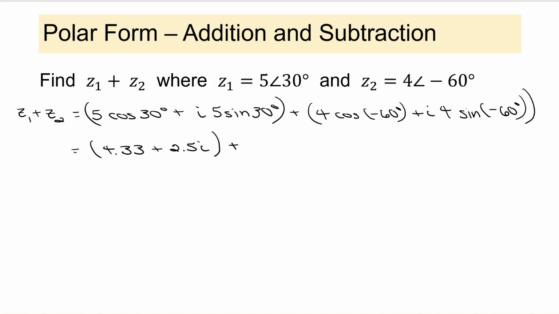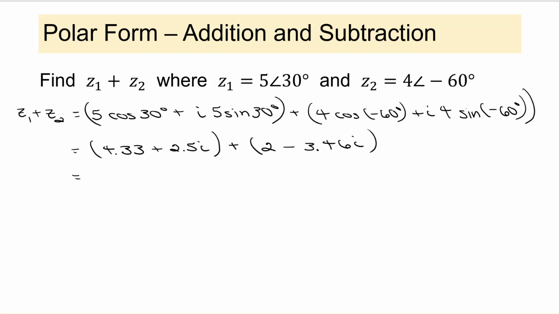Now, we'll add to that Z2. So 4 times the cosine of negative 60 degrees is 2. That one we could have figured out. Plus i times 4 sine of negative 60 degrees. So that's actually going to end up being a negative value. So I'll say 2 minus 3.46i. So that's Z2 in rectangular form.